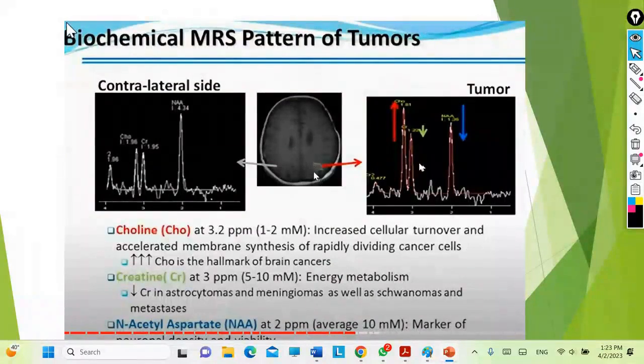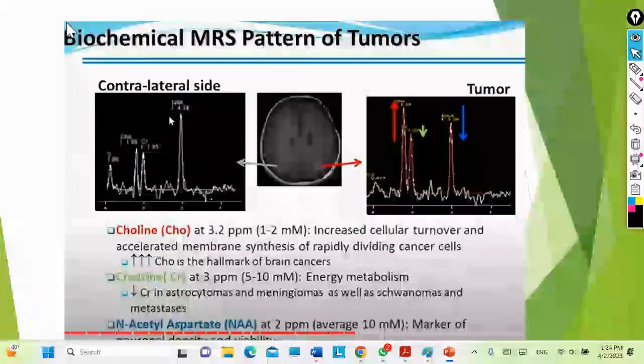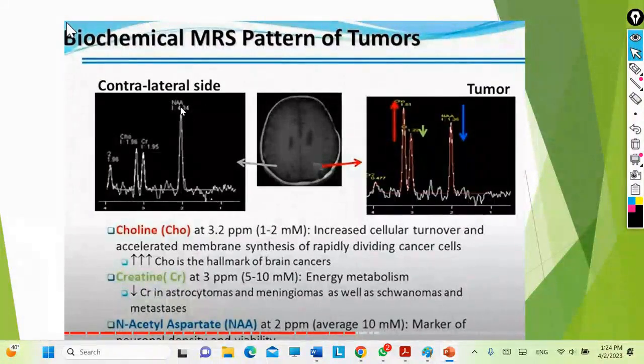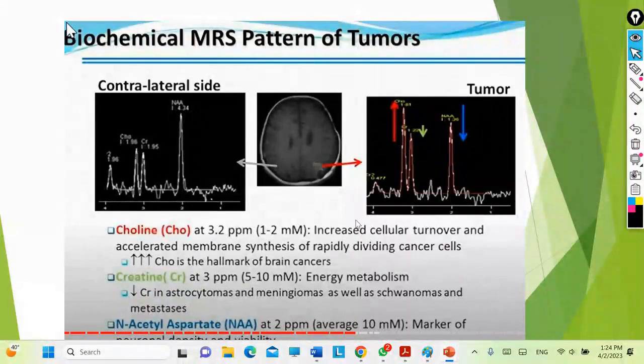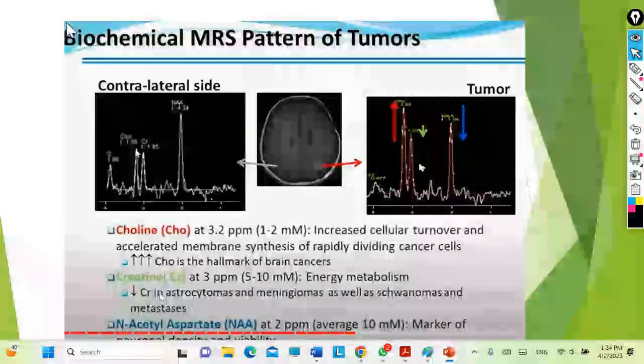Look here, for example, at 2 pixels or 2 voxels. This is the normal shape, and this is the shape with a tumor. What is the difference in the 2 pixels? Here, the N-acetyl aspartate is high, and here the concentration of choline is low, while here the concentration is high. This gives you an indication that there is cancer, which is an increase in choline and a decrease in creatine.